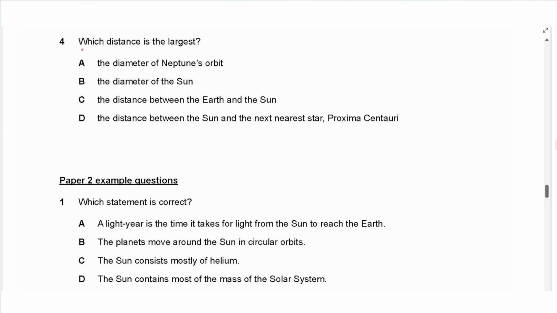The next question says, which distance is the largest? The diameter of Neptune's orbit, the diameter of the sun. The diameter of the sun is actually much smaller than the orbit of Neptune. The distance between the Earth and the sun is between these two values. The distance between the sun and the next nearest star is actually much further away than all of these choices. This is outside the solar system, so this is the largest one.